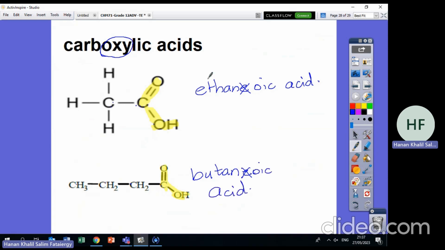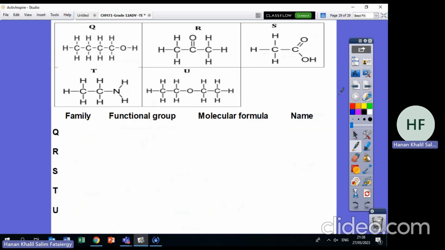Okay now when I do the formula I have 2 C's. I have 1 2 3 4 H's and I have 2 oxygens. Okay here I have C4H 1 plus 2 3 5 8 and then O2. Okay so this is the last thing you need to know. I want you to do this practice before we finish the lesson. Now I want you to look at these structures and do the family, functional group, molecular formula and name.